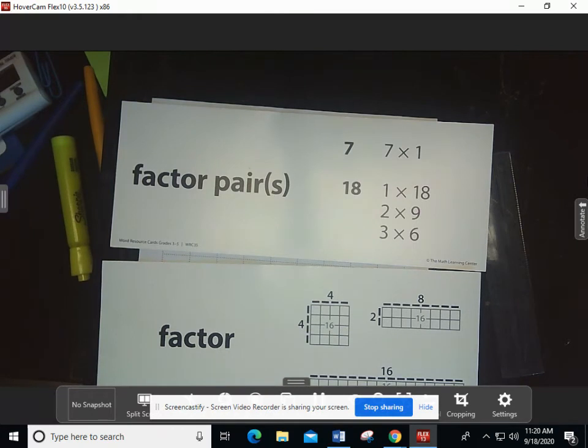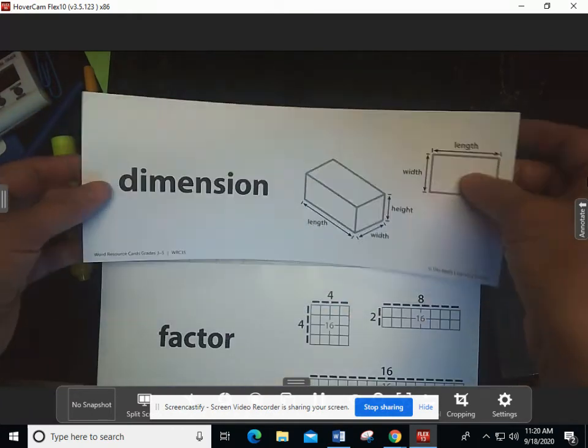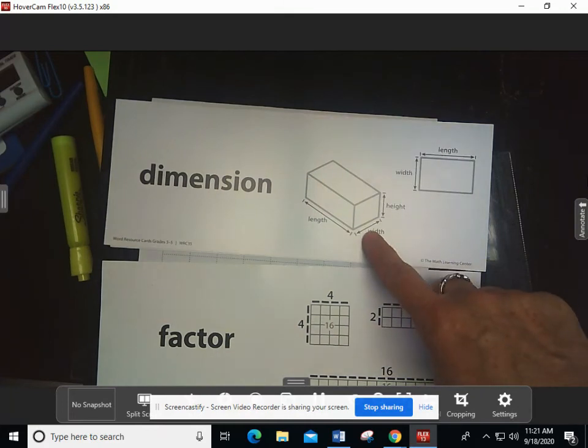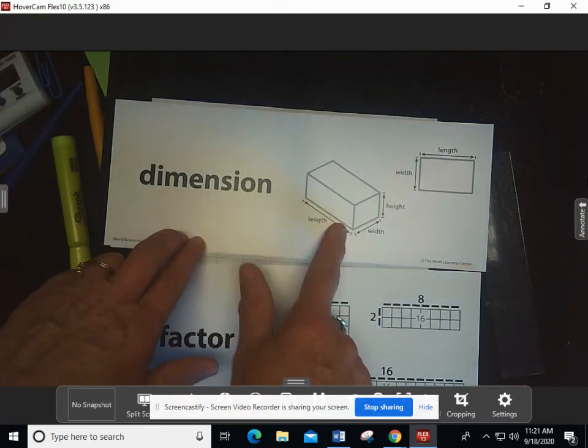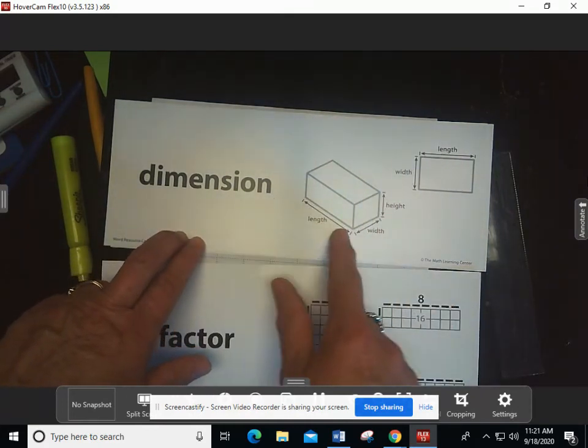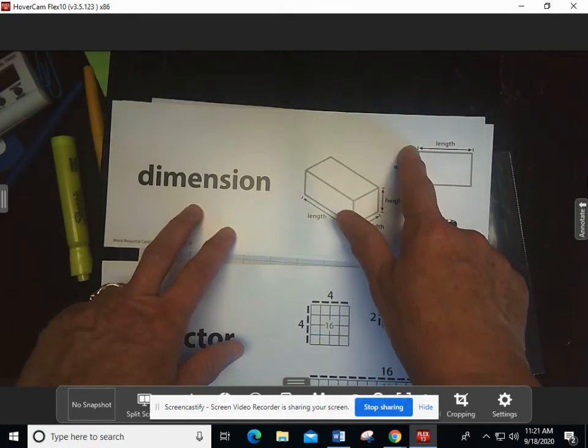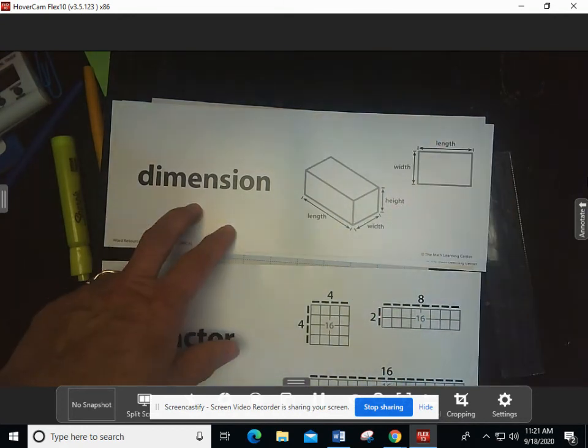And then we've been talking about this word called dimensions. The conversation we had in class earlier was talking about 2D versus 3D. When we look at this picture, we can see we are measuring 3 dimensions, length, width, and height. When we are talking 2D, we're measuring width and length. Sometimes people call this height.